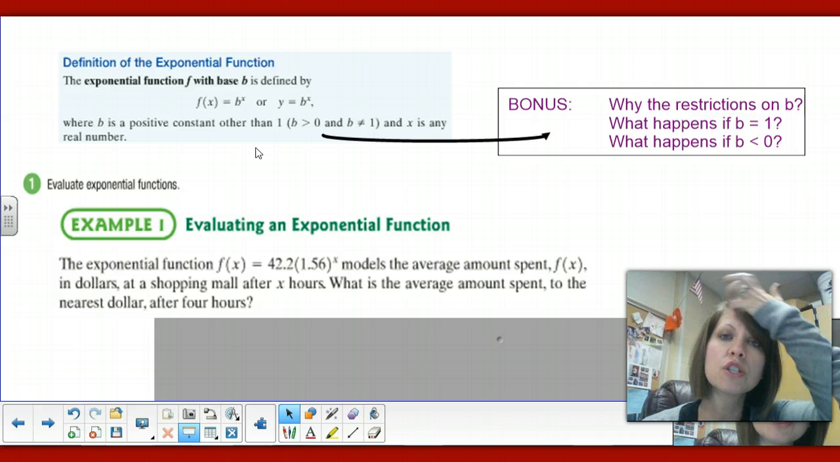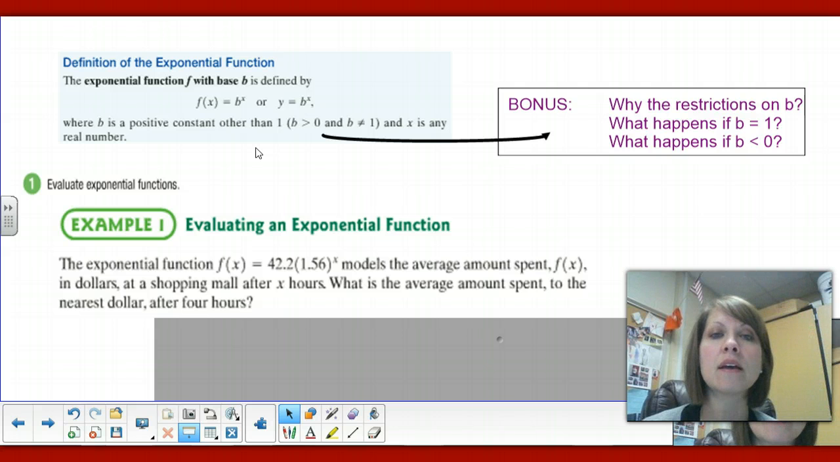There are some conditions for that base, and in the definition of exponential function box, you can see that the base has to have a value greater than 0, and it cannot equal 1. And x can be any real number.